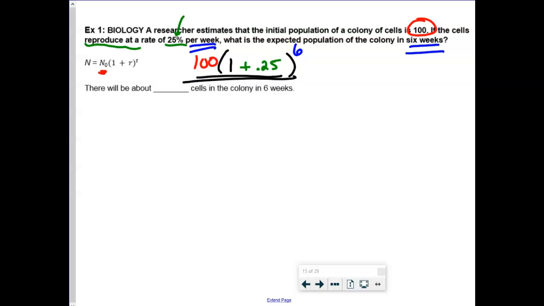And I know there's cells, and you don't really care if you round off a cell or not. Just round to the nearest whole number in this case. You should get about 381 cells. Yep, we're just in the home screen.